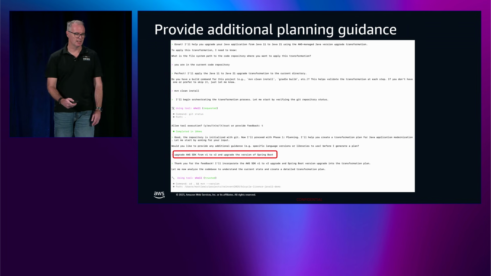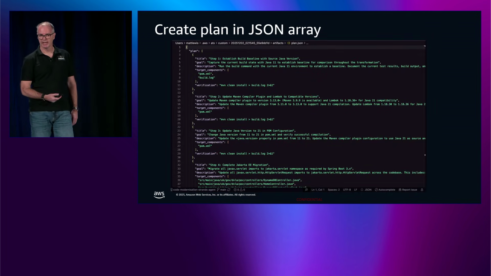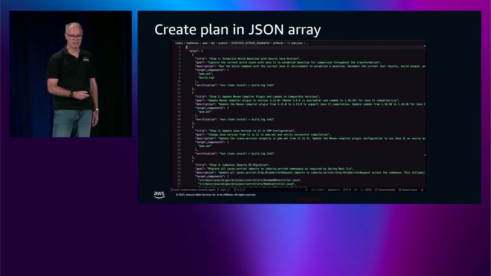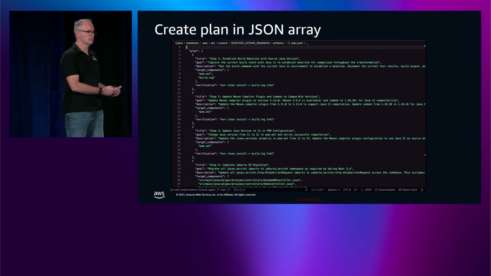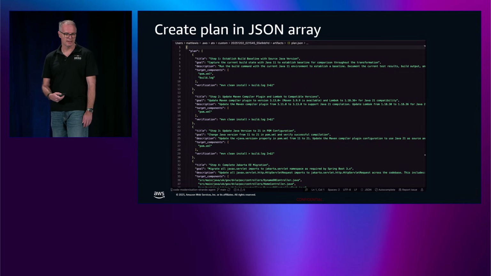This goes away and creates a plan, and the plan is a JSON array. It's a plan.json file that gets created that you can open up and look through. You can see within this array, it breaks down the plan into a series of steps. It provides things like the commands that we run to verify that.